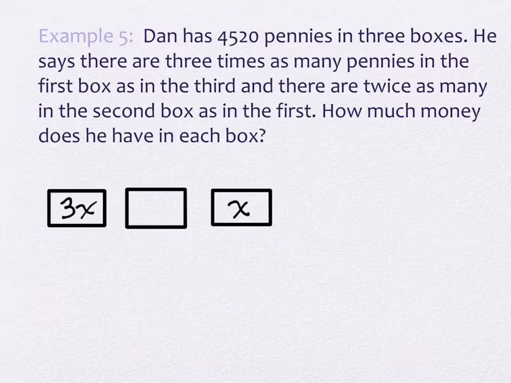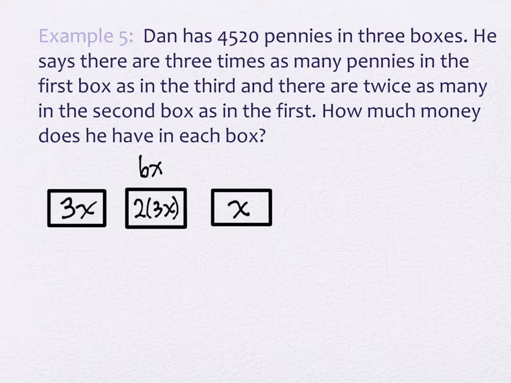And it says there are twice as many in the second box as the first box. So how much is in the second box? 2 times 3x or 6x, right? So this is 6x. And then what I'm wanting to do is figure out how much money's in each box.